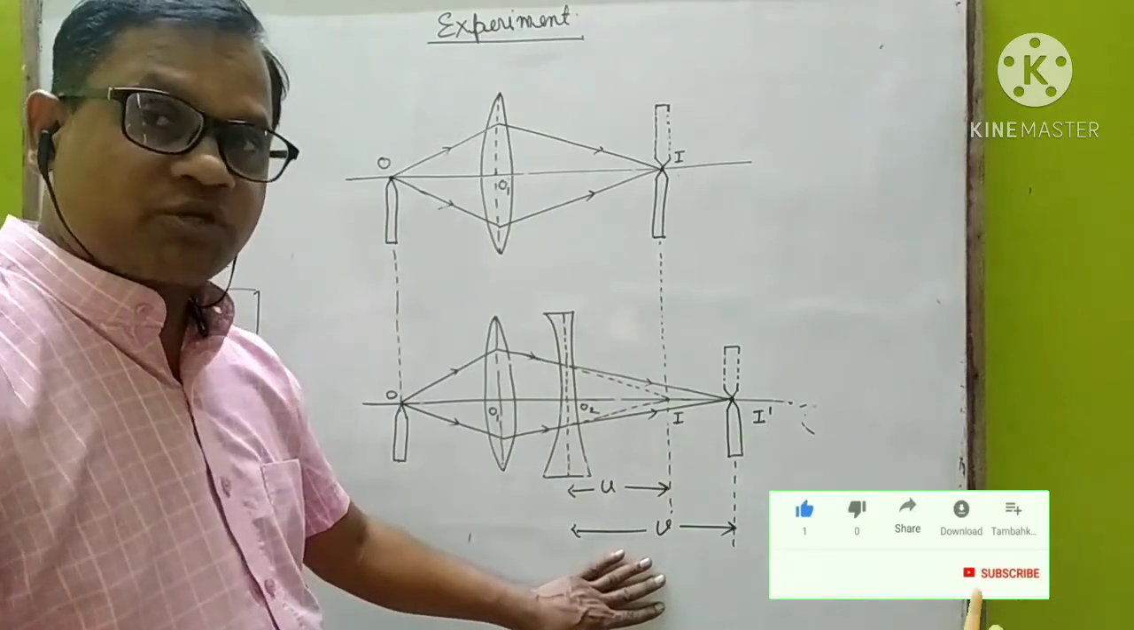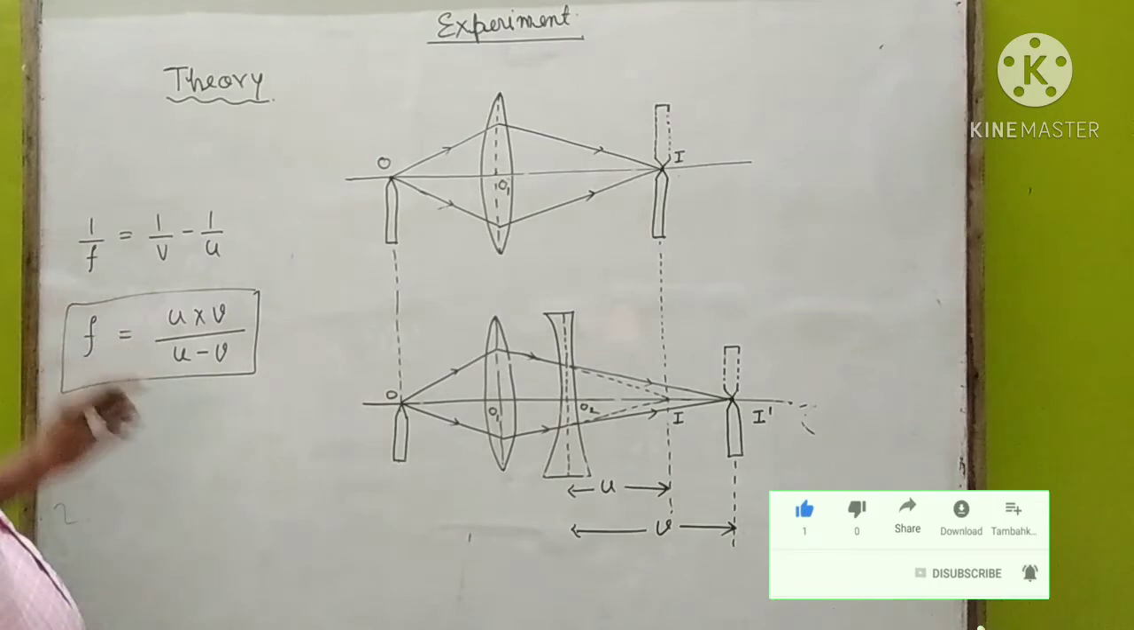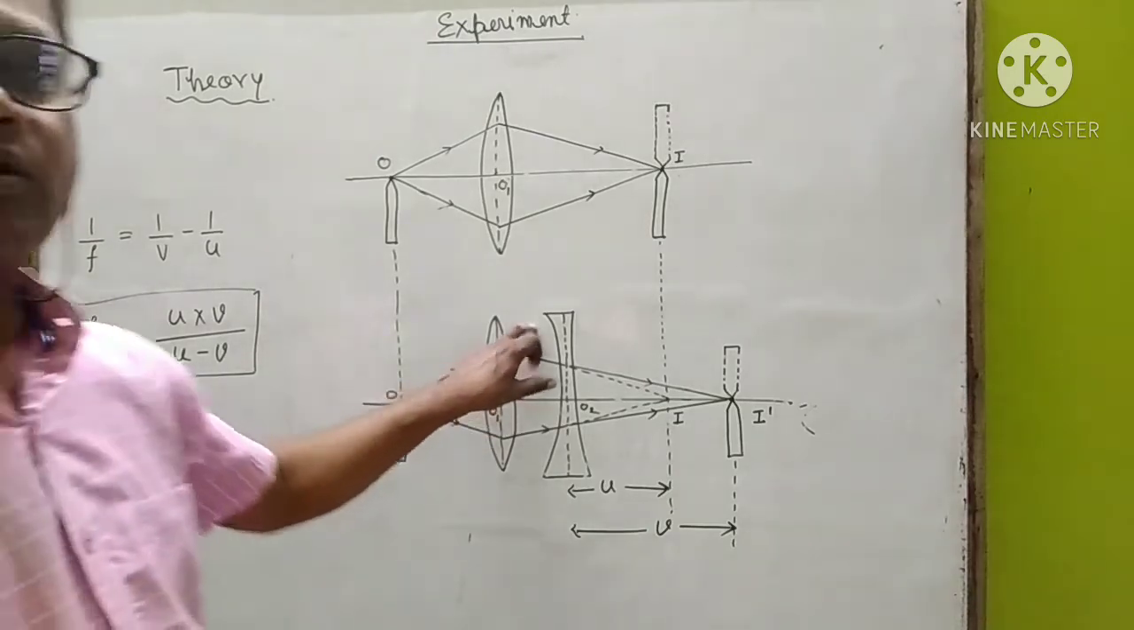These two are positive according to the diagram, and putting these values in this equation, by calculation we can find the focal length of the given concave lens.